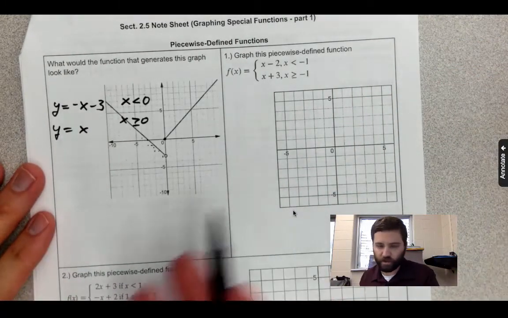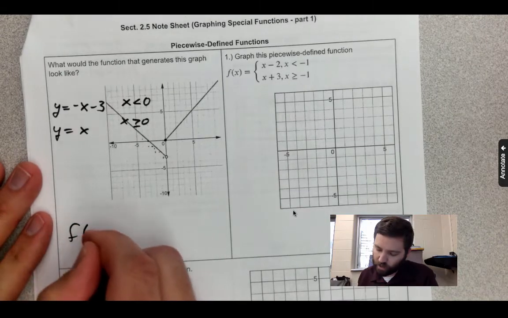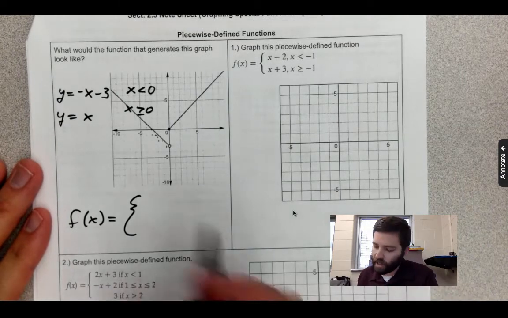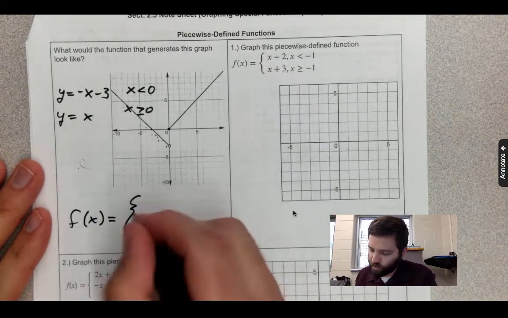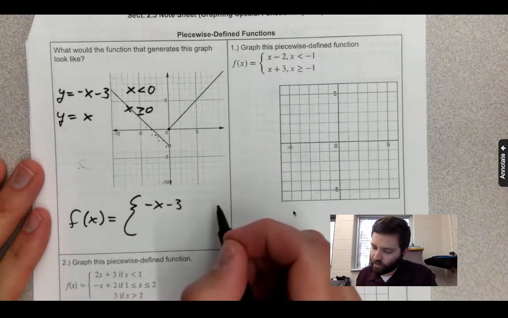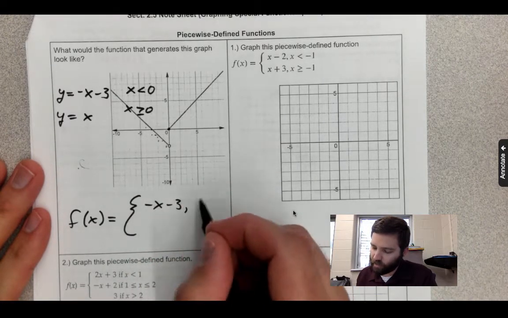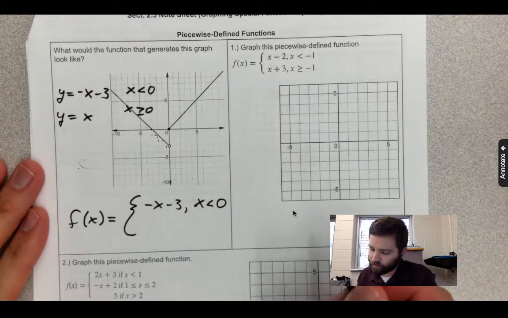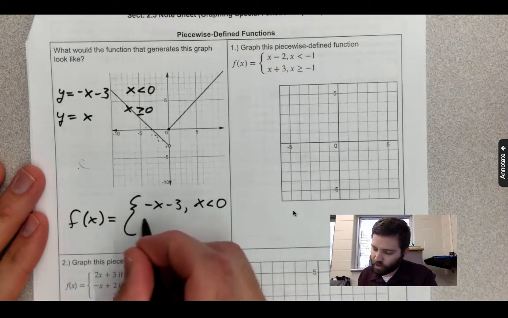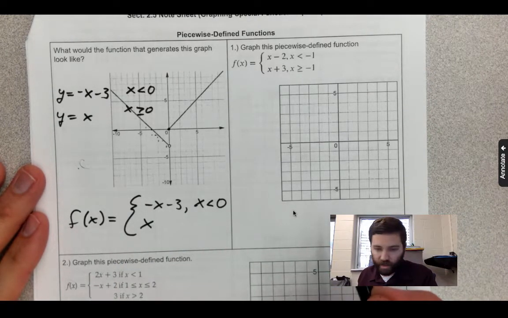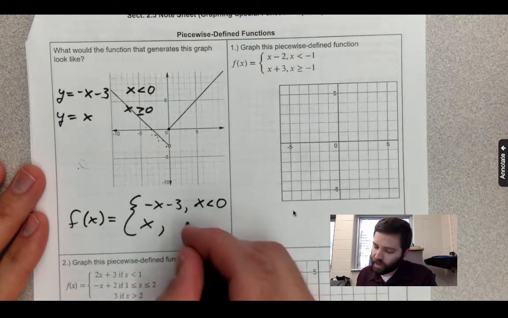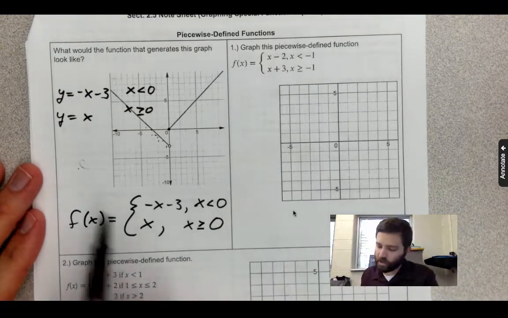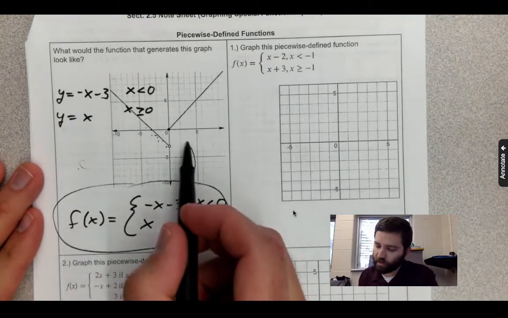So the question is, well, how would you write this function? The notation we will use is this great big brace, or bracket, and we'll write the first part of the function, so -x minus 3. And then we'll leave some space, put a comma, and then we'll put only when x is less than 0. Okay? And then we'll take the other line, and we'll say, well, that's x. But only when x is greater than or equal to 0. Okay? So this function right here would graph this.